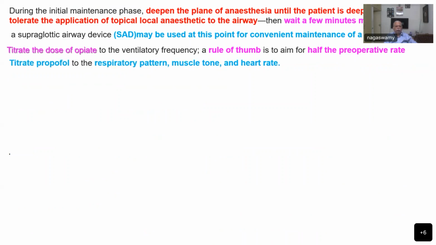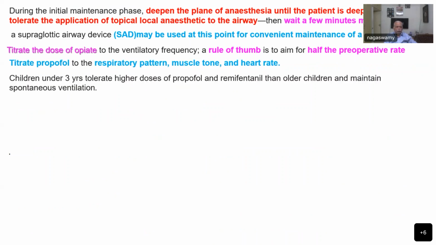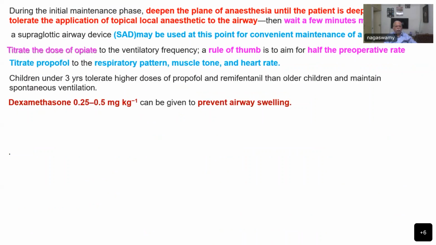Then titrate propofol to the respiratory pattern, muscle tone, and heart rate. And children under 3 years of age tolerate higher doses of propofol and remifentanil. So don't think that because the child is small you have to give less. They may need more. And dexamethasone 0.25 to 0.5 is given to prevent airway swelling.